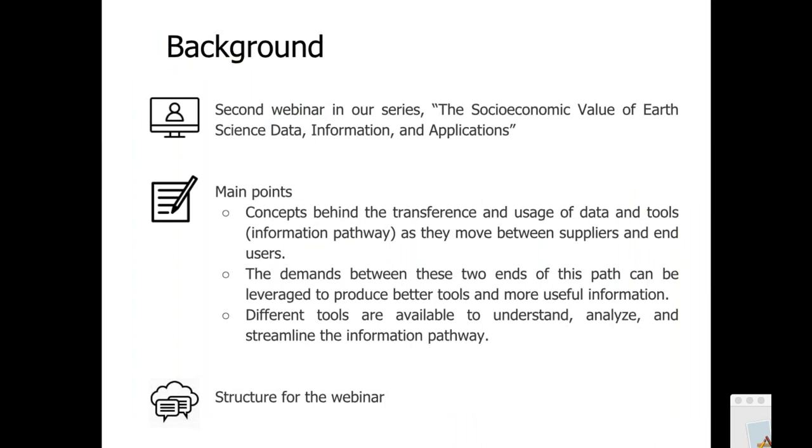Today the presentations will be about looking at the information pathway, as to how data and tools are transferred and moved between suppliers and end users. The demands between these ends of the path can be leveraged to produce better tools and more useful information. We're hoping to show and explain some of these approaches, and the different tools that are available to understand, analyze, and streamline the information pathway.